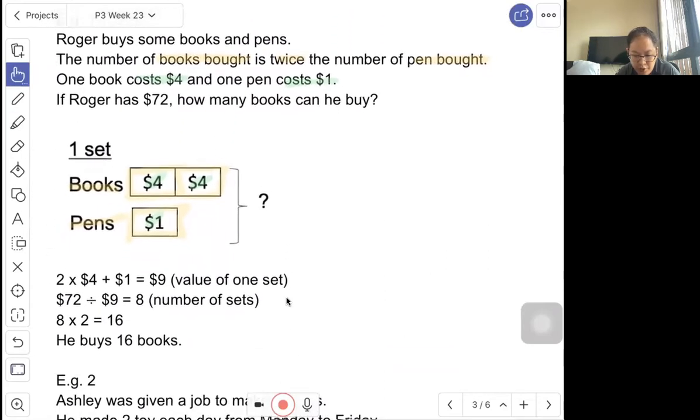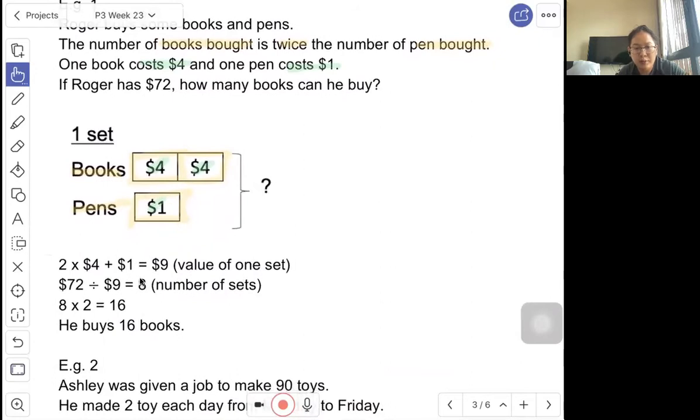First, you find out the value of one set. That will be 2 of the $4 plus $1, so this whole set is $9. Then you take $72, because Roger has 72, divided by 9. And you can see that there are 8 sets that Roger can buy. And in one set itself, there are 2 books. So 8 sets of 2 books will be 16 books in total.